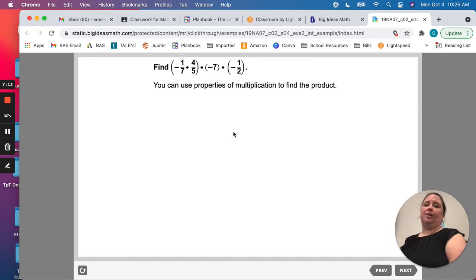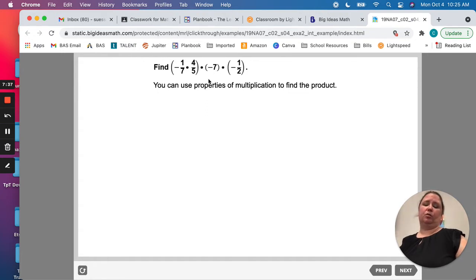Because the entire thing is what? Are we doing anything other than multiplication here? No. So when everything is being multiplied by everything, you can rearrange things. So if I see this negative 1/7 times, what would this be as a fraction, a whole number? 7. Say it. 7 over 1.